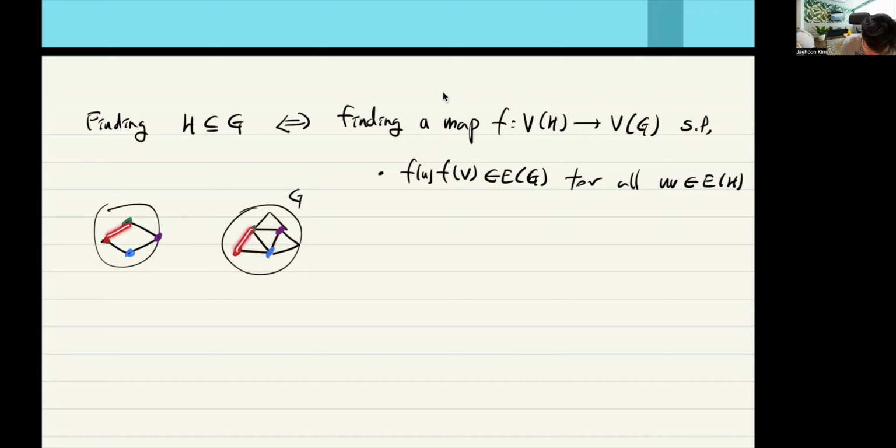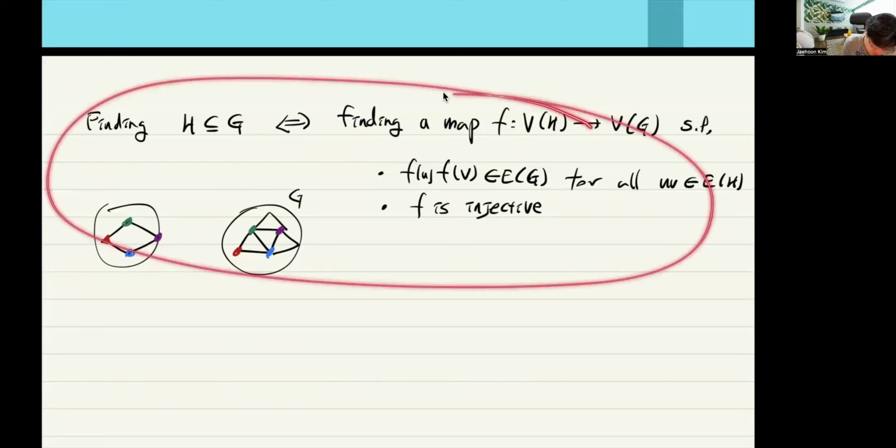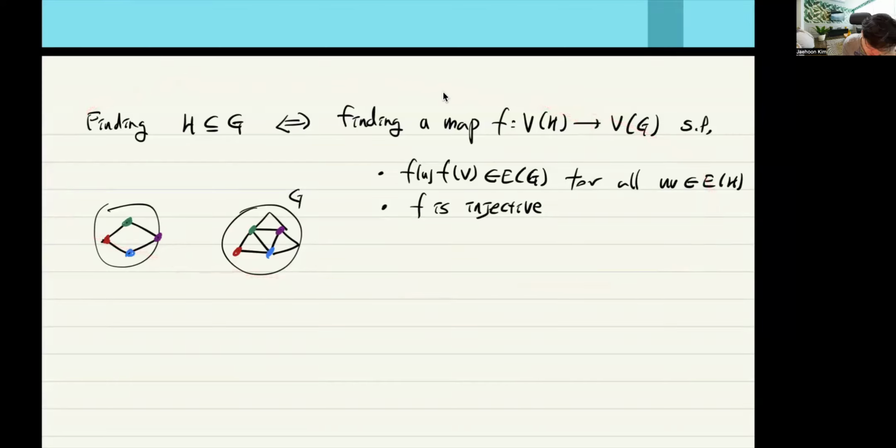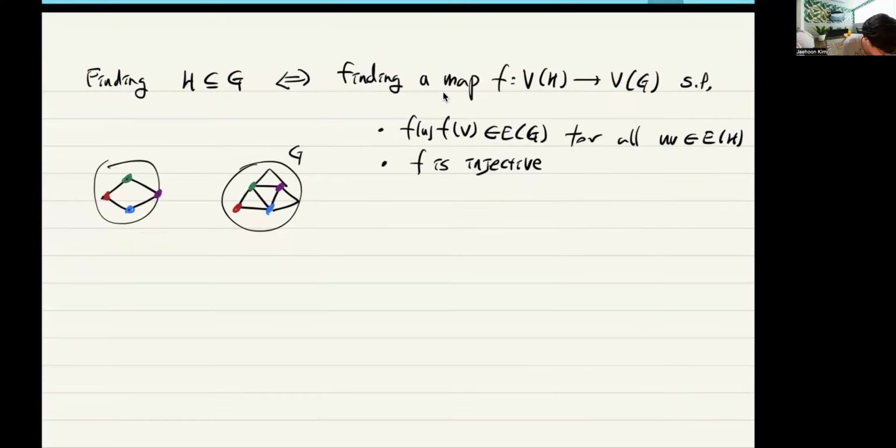So edges are mapped to edges, but the non-edges do not have to be mapped to non-edges. Moreover, we need one more condition, that F is injective. Otherwise, if you map two vertices to the same vertex, then it's not C4 anymore that we found. So that was what we have been dealing with.